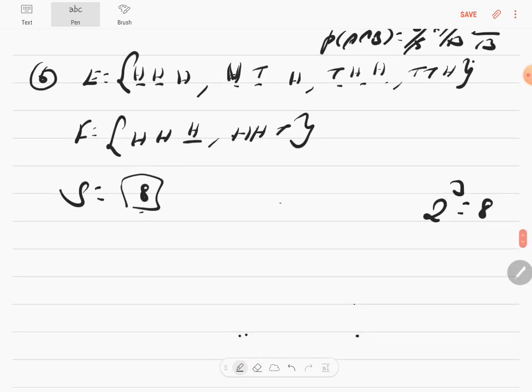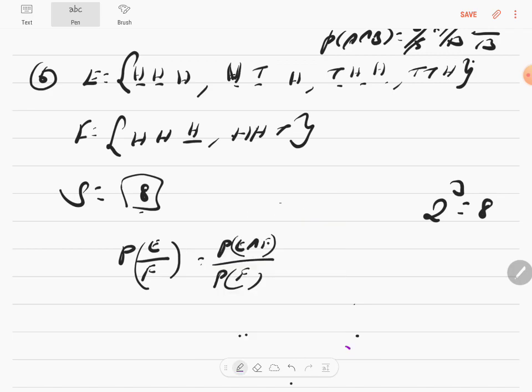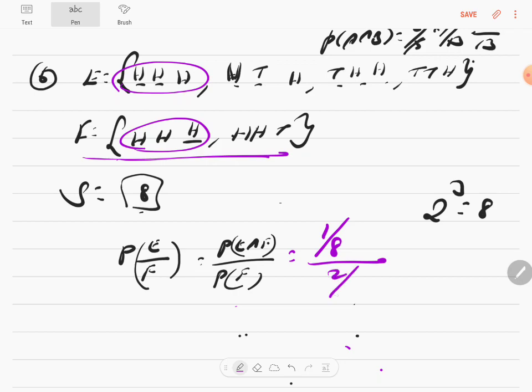Now the question is, they are asking you to find P of E by F. The probability of E occurring under the condition F has already occurred, which is P of E intersection F by P of F. Just see what is intersecting between E and F. Can you see that, only this one, which is only 1 out of a sample space of 8, by P of F. How many P of F is there? 2 out of sample space of 8. So the answer is 1 by 2. Do you get that?